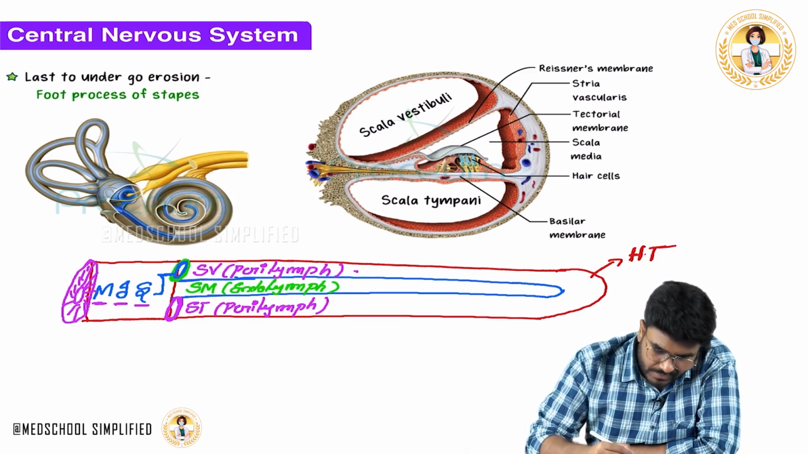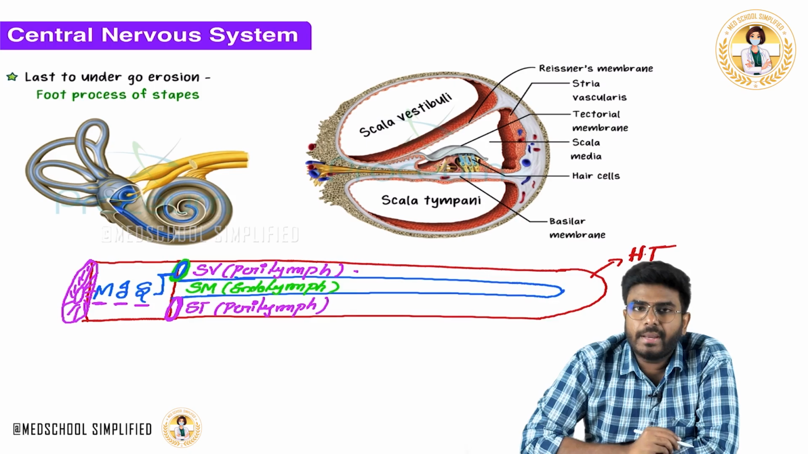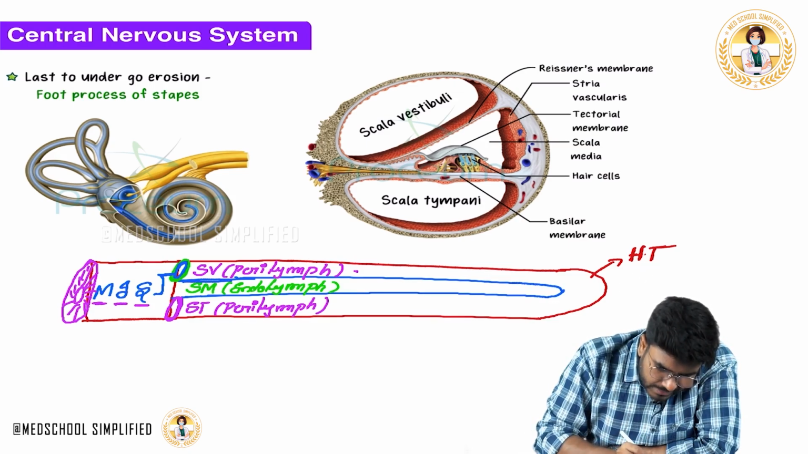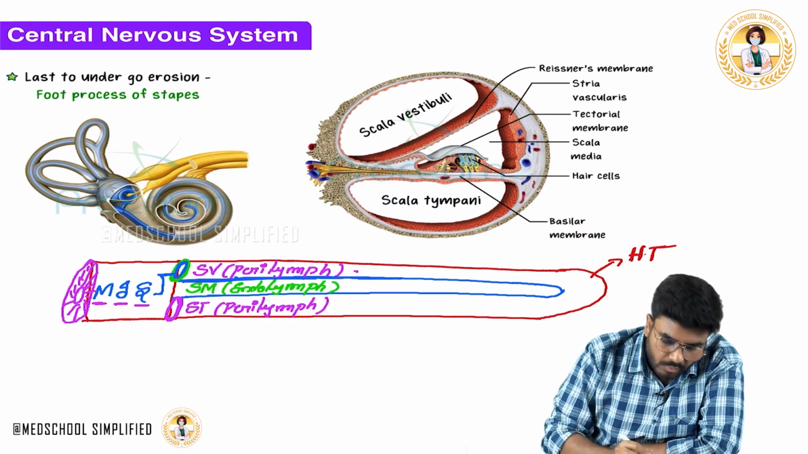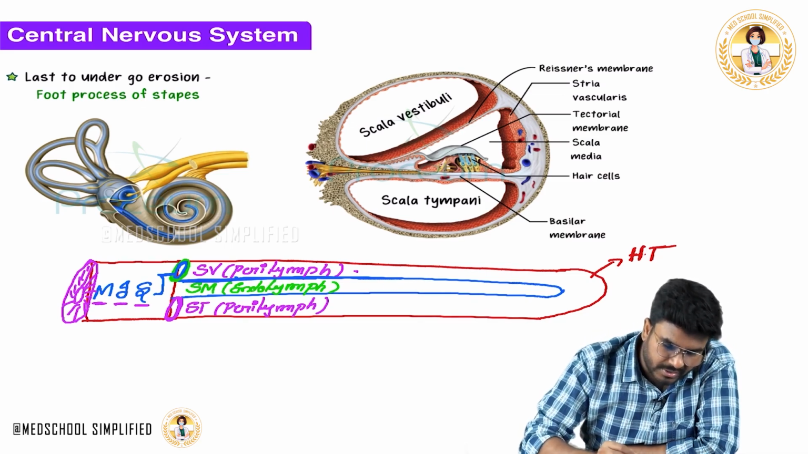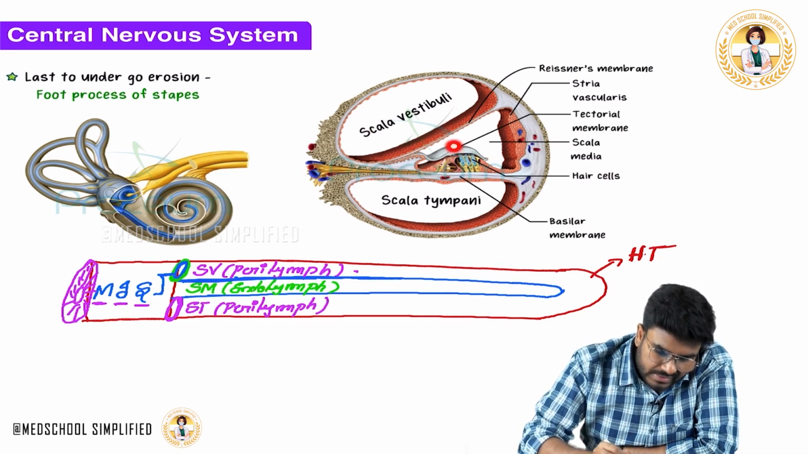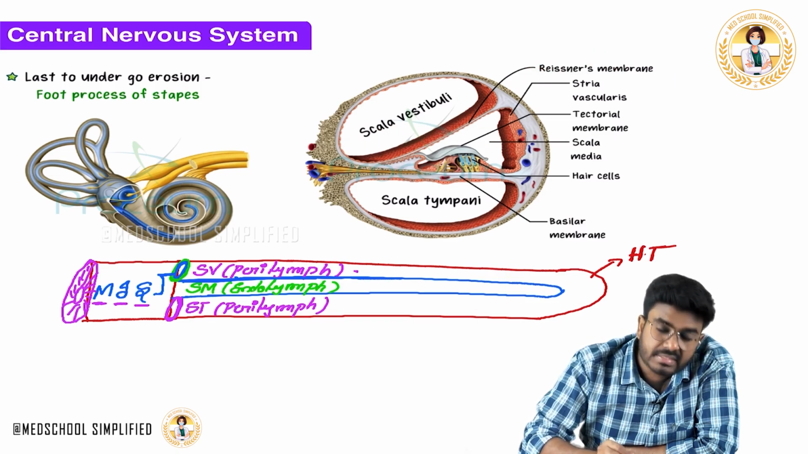Now, what is this membrane? There is a membrane which is separating the scala vestibuli and scala media. What is this membrane called? Please concentrate here. The scala vestibuli and the scala media are separated by this membrane, which is called Reissner's membrane. So Reissner's membrane separates the scala vestibuli and scala media.